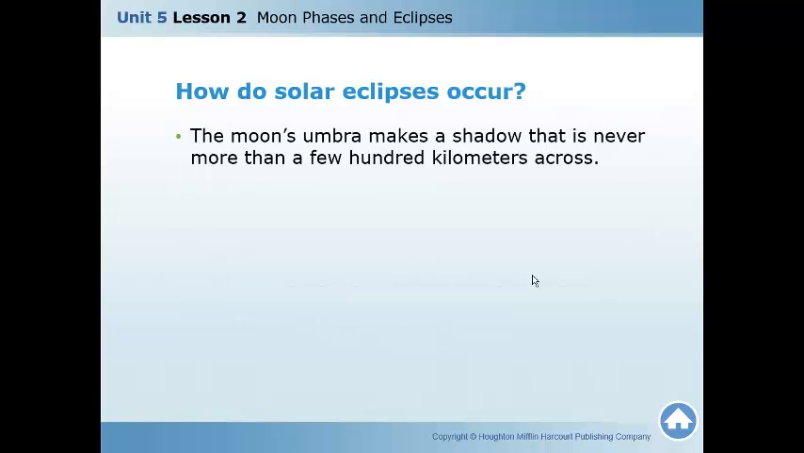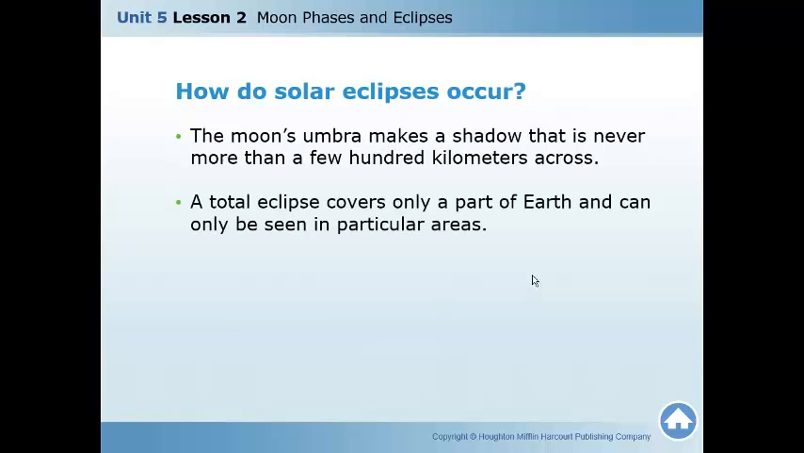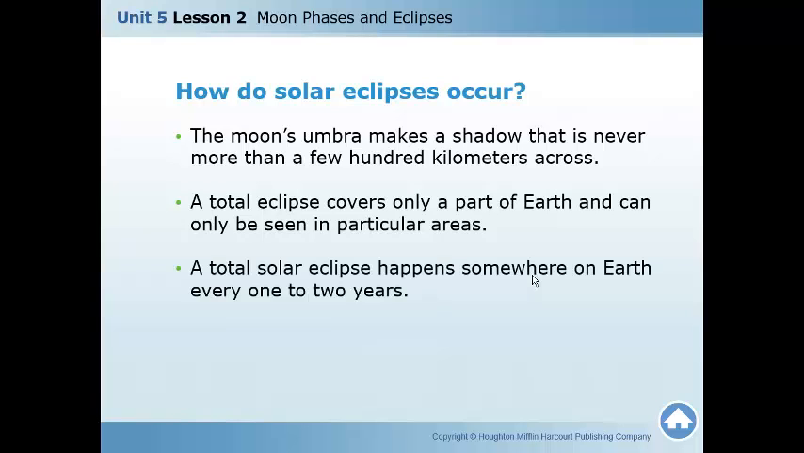It's a lot more rare to see a solar eclipse because, as you'll see, the umbra is much smaller, and the penumbra. The moon's umbra makes a shadow that is never more than a few hundred kilometers across. A total eclipse covers only a part of the Earth and can only be seen in certain particular areas.